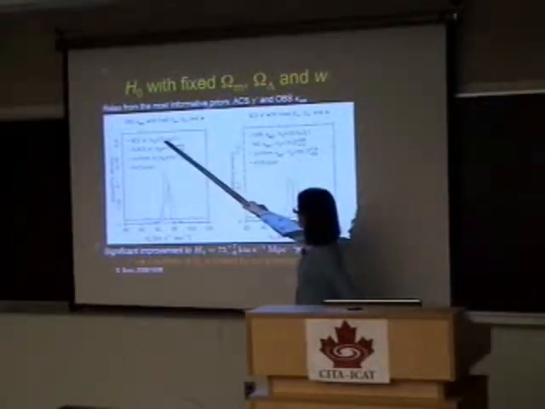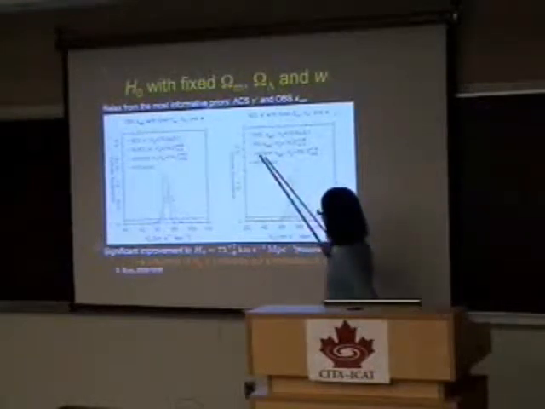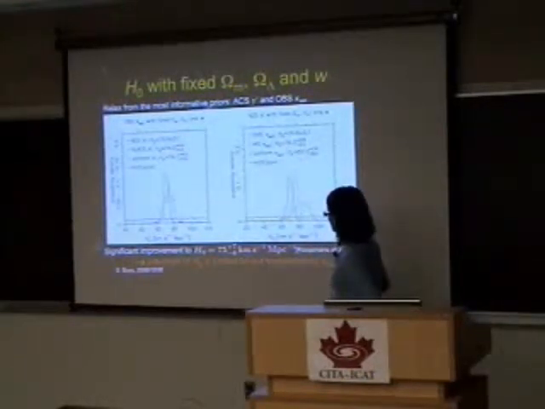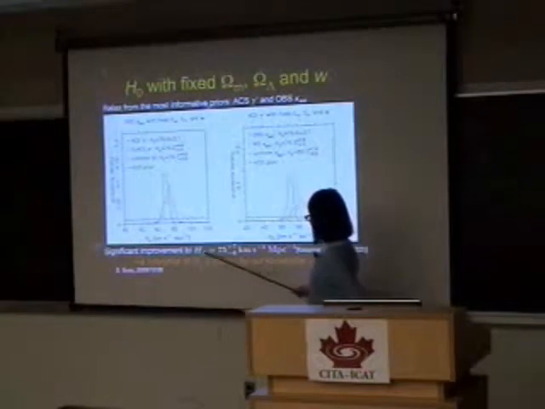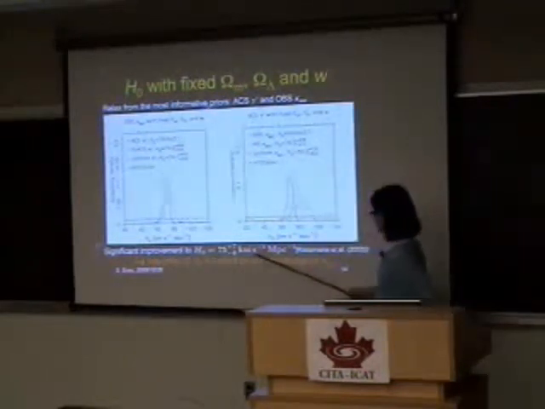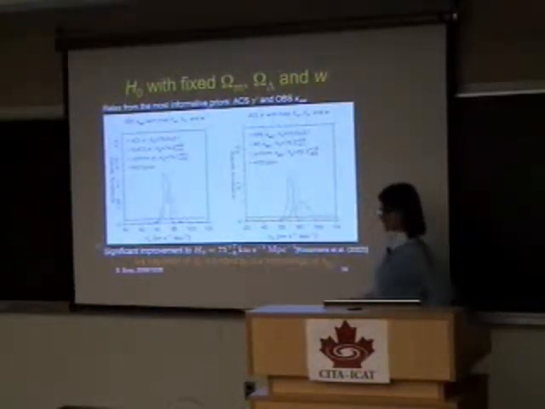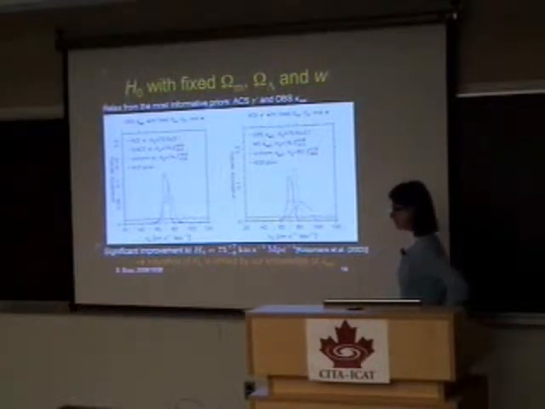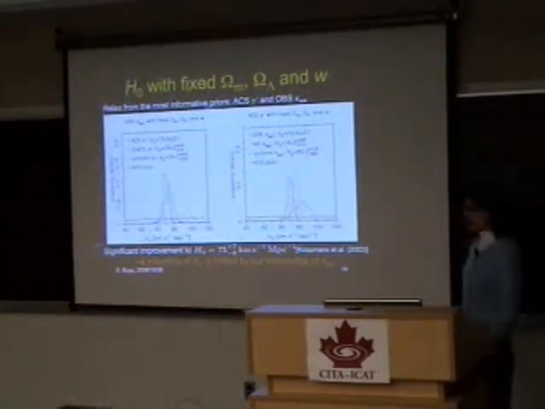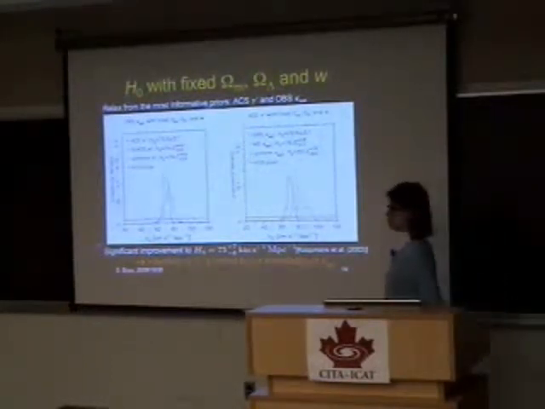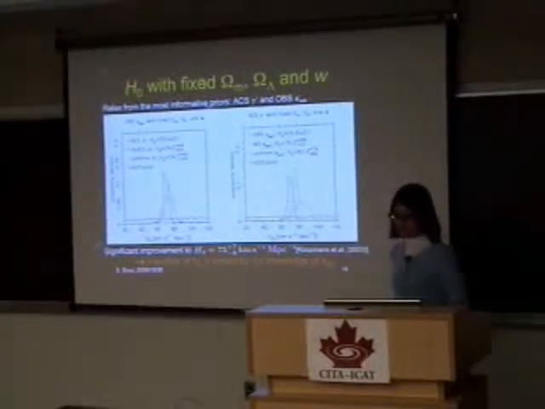With our most informative priors on ACS and OBS, 70.6 plus or minus 3.1, comparing to the earlier result, is actually a significant improvement. Our uncertainty is reduced by more than a factor of 2, even after marginalization of the external convergence distribution.